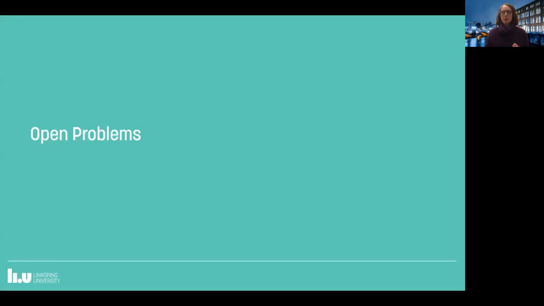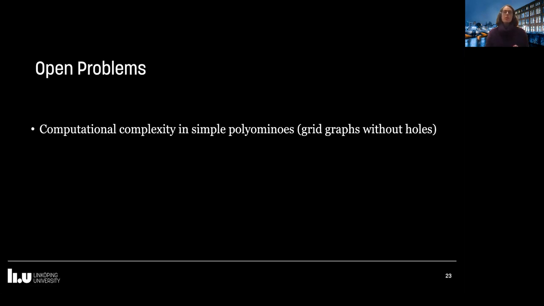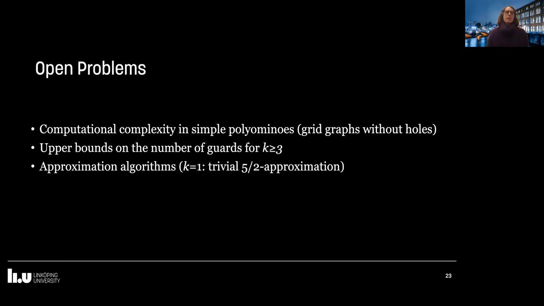And with that, let me come to the open problems. So of course, open is the computational complexity in simple polyominoes, or equivalently in grid graphs without holes, and upper bounds on the number of guards for k larger or equal to 3. So this always sufficient type of statement. And completely open: approximation algorithms.